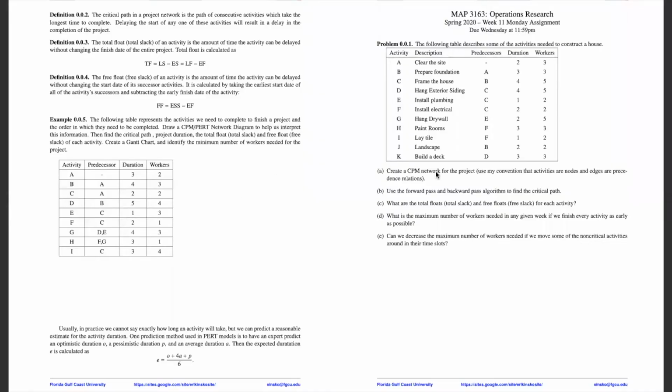Let's look at week 11 Monday assignment. So it is very similar to what we have been doing in the previous assignment. It just has a bigger table which I will plug in into Excel and we can start working on.